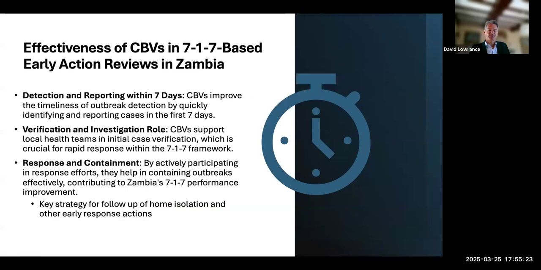Okay, so this is how ZNPHI has been on the cutting edge of employing 7-1-7. And this slide really reflects their early observations about how critical community-based volunteers have been in implementing 7-1-7 within these so-called early action reviews. You've had an outbreak and you're assessing what worked in detection, in verification, and in response. Next slide.